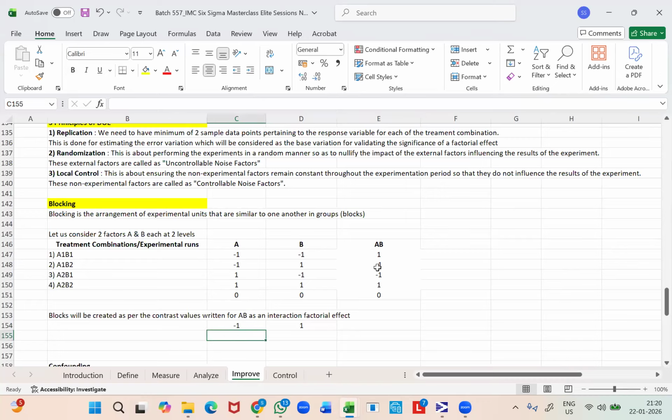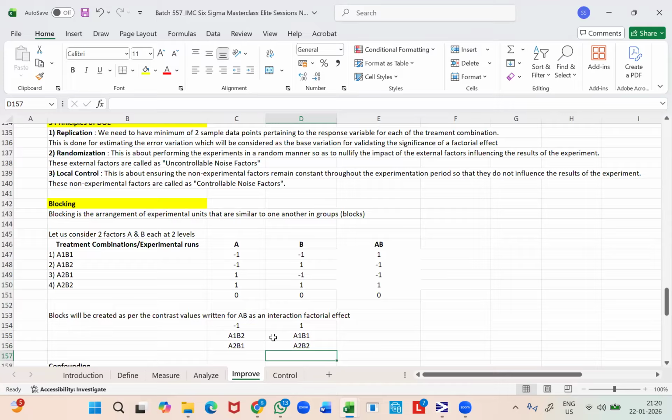So considering AB as an interaction factorial effect, what are the treatment combinations that would fall under minus 1? It is A1, B2 and A2, B1. And what are the treatment combinations that would fall under plus 1 for AB? It will be A1, B1, the first one, and the final one, A2, B2. So these two treatment combinations fall under plus 1 as a contrast value for AB.